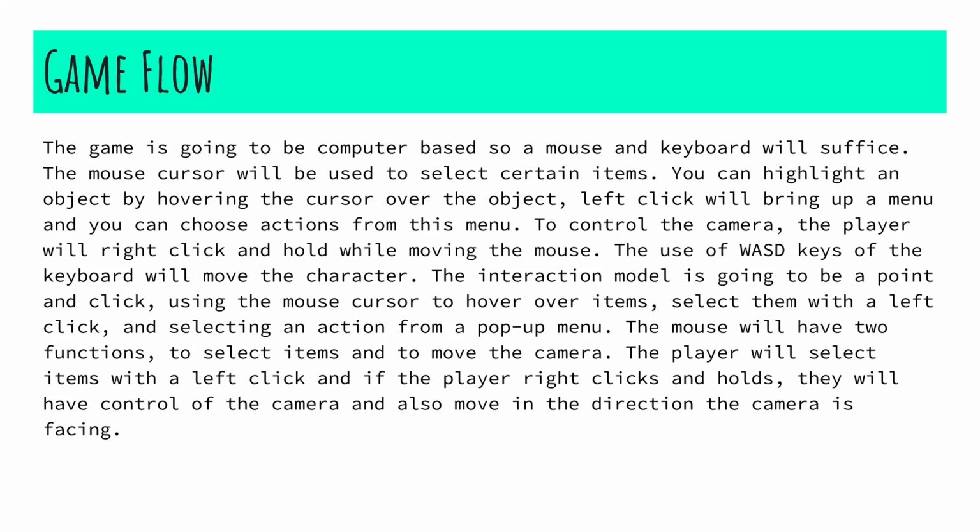And the interaction model is going to be point and click, using the mouse cursor to hover over the items. Then you can select them with a left click, and select an action from the pop-up menu. The mouse will have two functions: to select items and to move the camera. The player will select items with a left click, and if the player right clicks and holds, they will have control of the camera and also move in the direction of the camera. So pretty simple controls.